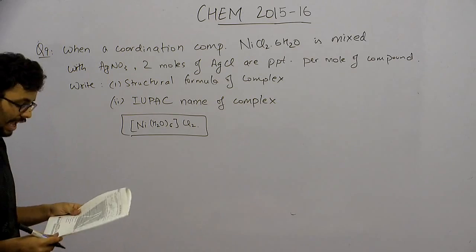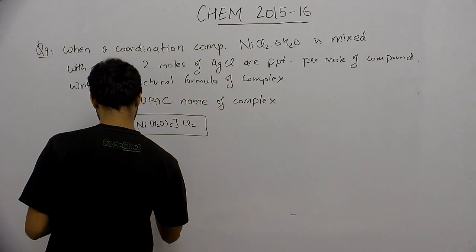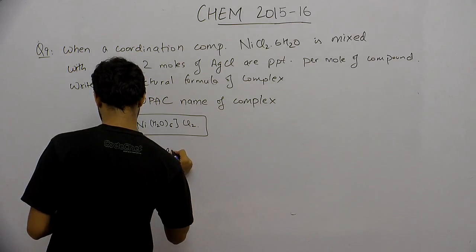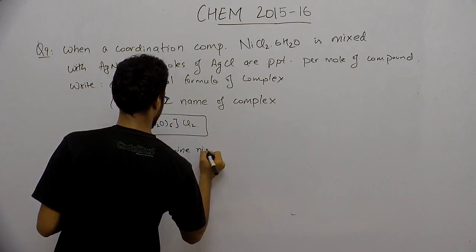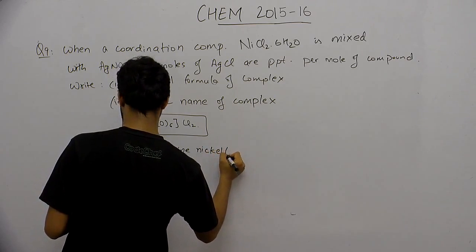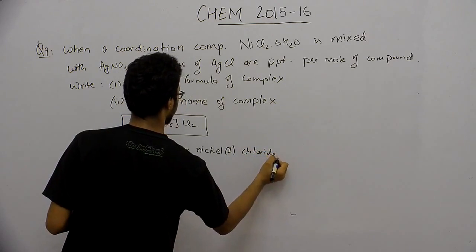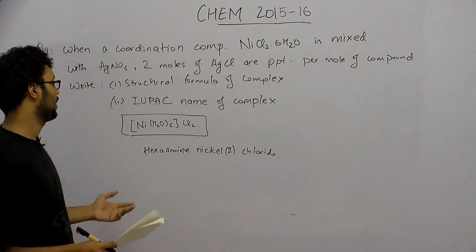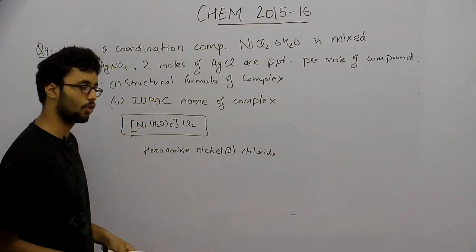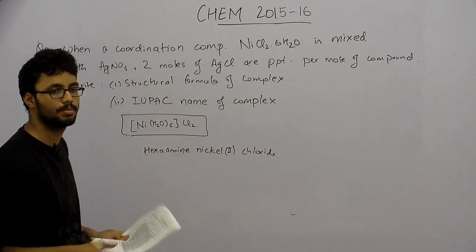And now the IUPAC name of this. So the IUPAC name would be hexaamine nickel(II) chloride. Nickel is in +2 oxidation state and we have 6 water molecules. So hexaamine nickel(II) chloride is the IUPAC name of this complex.